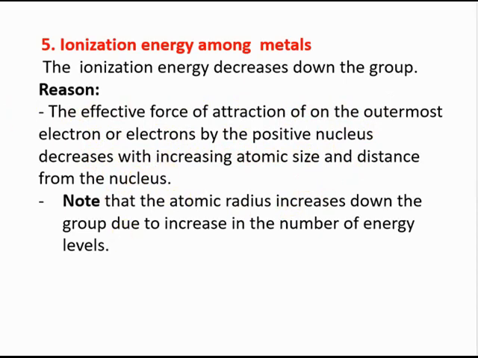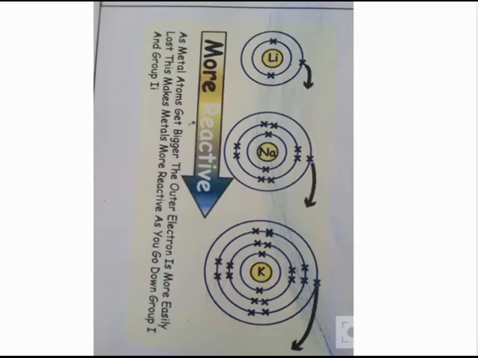So I want us to consider lithium, sodium, and potassium down the group. Look at the structure of lithium. Look at the structure of sodium and potassium. Down the group, the size of the elements increases. So it means that the atomic radius is increasing due to the increase in the number of energy levels. So what does that do to the ionization energy? The ionization energy will decrease down the group because the number of energy levels is increasing.